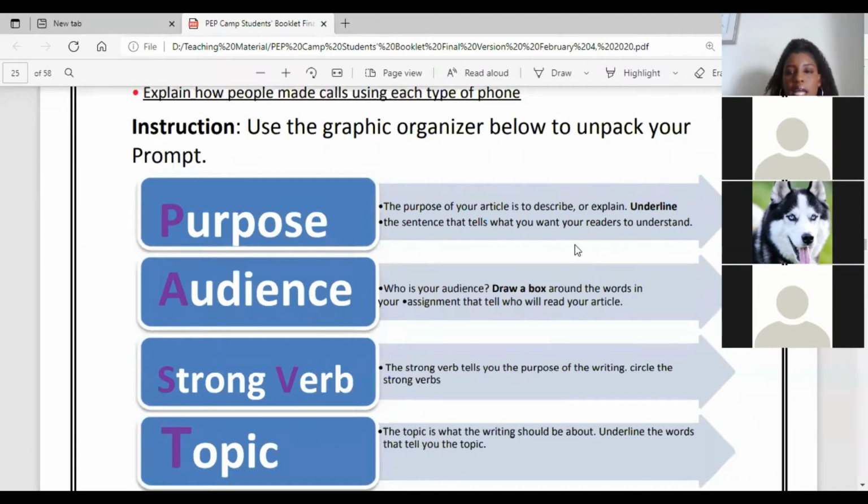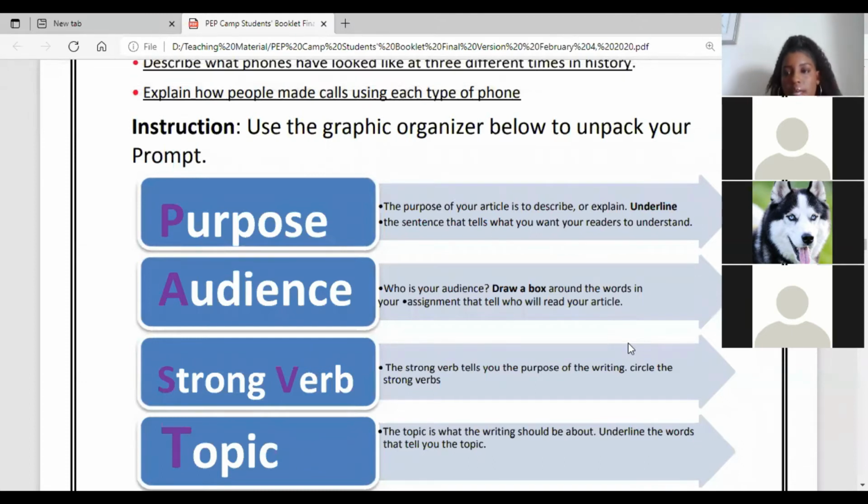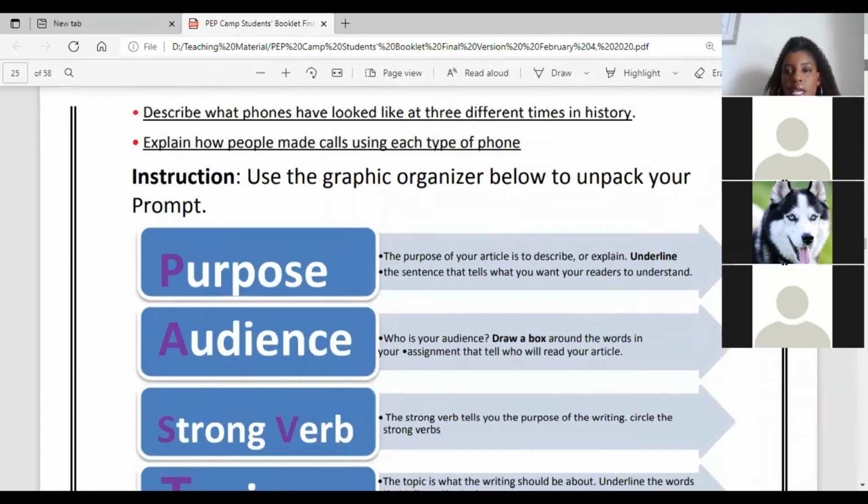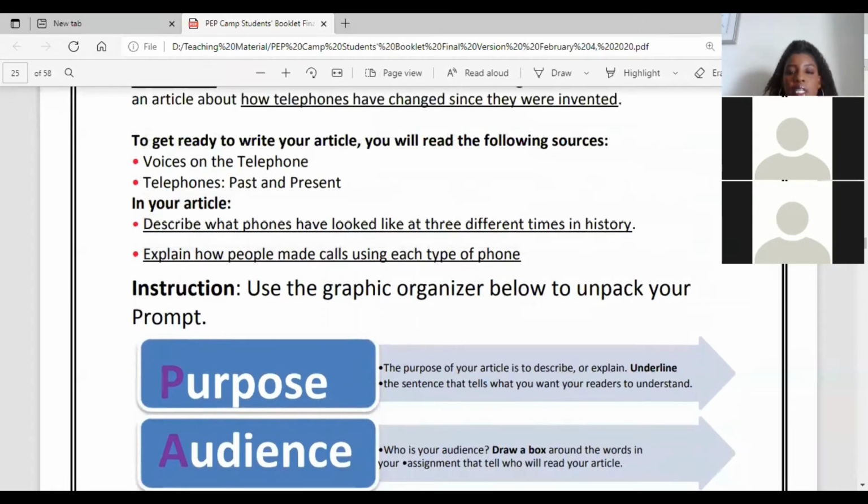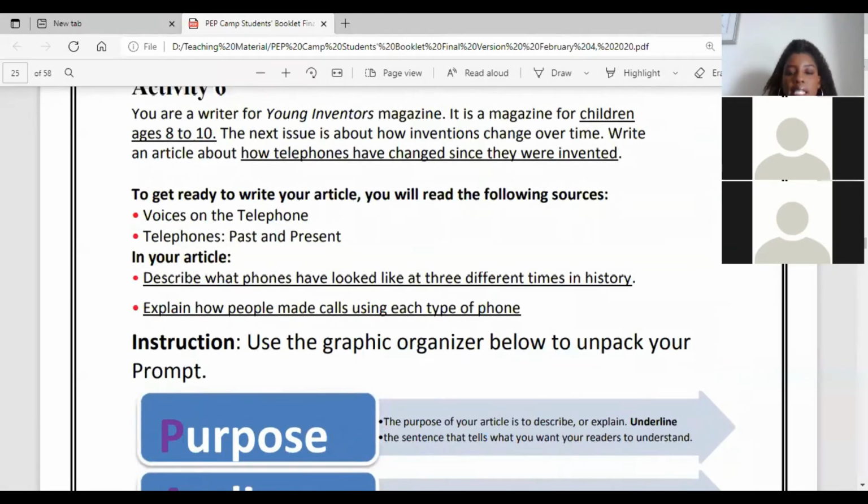The purpose of your article is to describe or to explain. So in every article that is done, the person that is writing the article or letter is describing or explaining something in most cases.